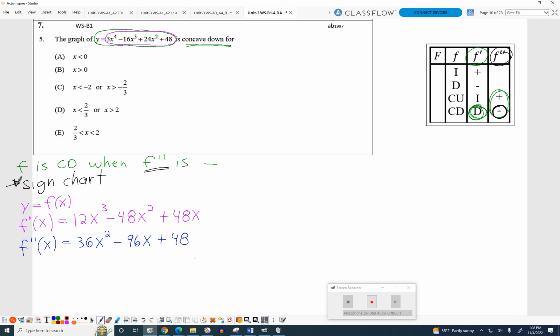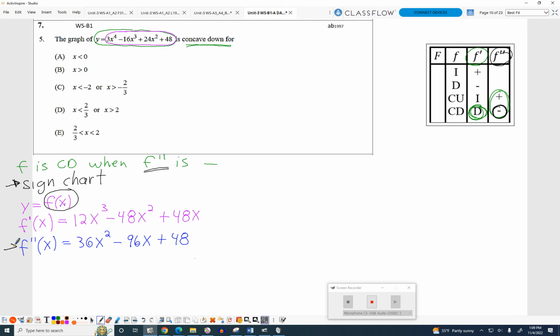So here's how you answer that question. What's the actual question given to us? When is y, that formula, right? So to make it easier to talk about, I've called that formula f. So when is f concave down? But we don't get to look at f, so we have to look at something else. What are we going to look at instead? Right, so we're going to make a sign chart of f double prime. 2 points for Matthew.